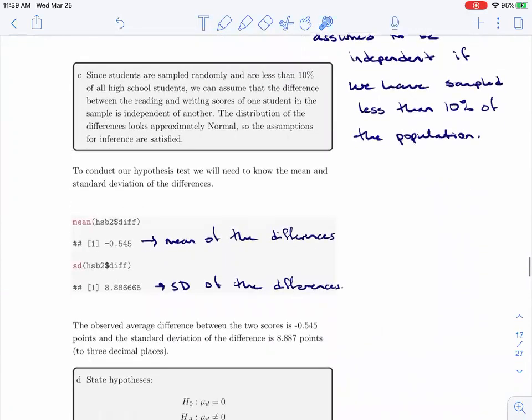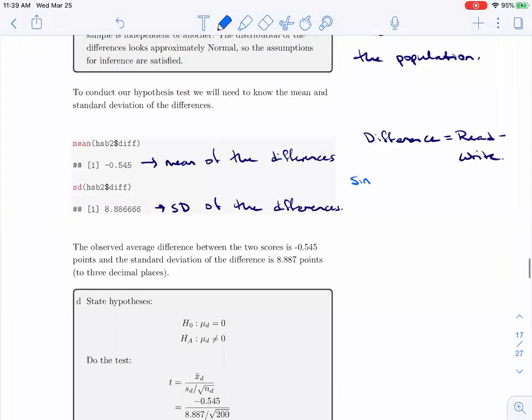So let's just remember that the difference is the read minus the writing score, right? The reason I care about that is because we've got a negative difference here, right? And so what does that tell me? It tells me that on average, the writing scores are higher than the reading scores, right? Because that's how I get a negative value.